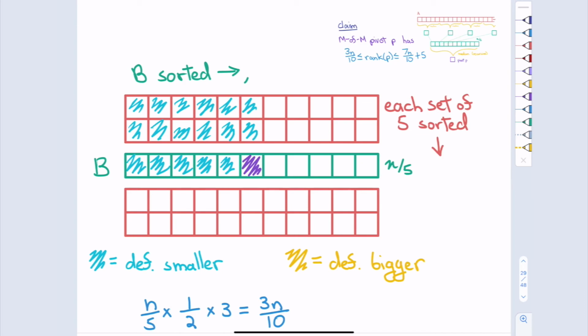I could do the same thing on the bigger side. I know that the pivot is definitely bigger than everything else, the other mini medians. And each of those mini medians was bigger than 2 elements in its set of 5.